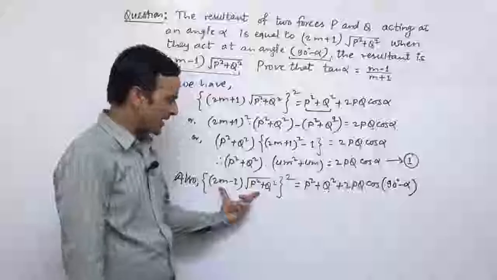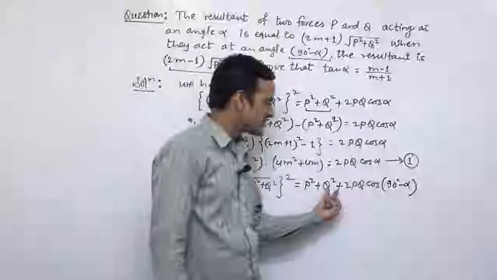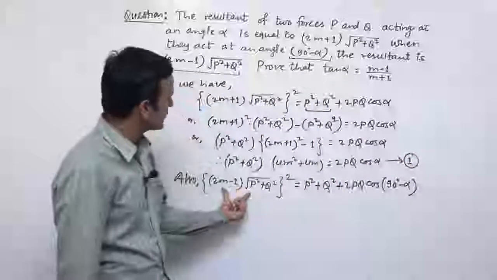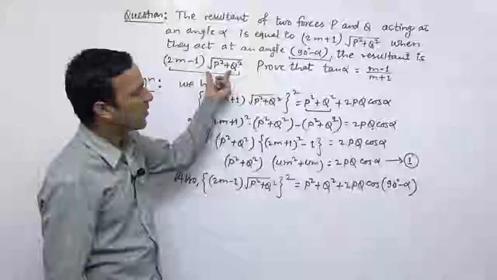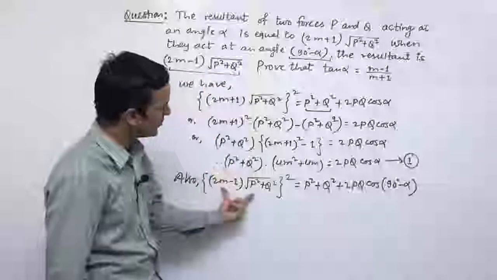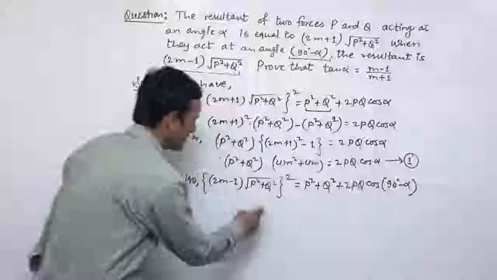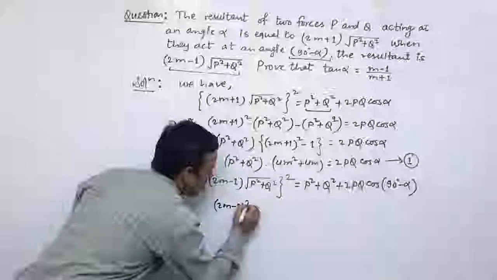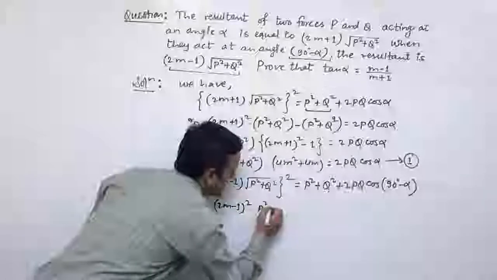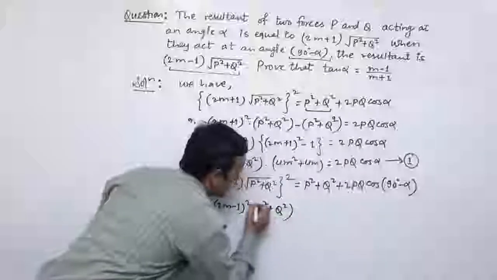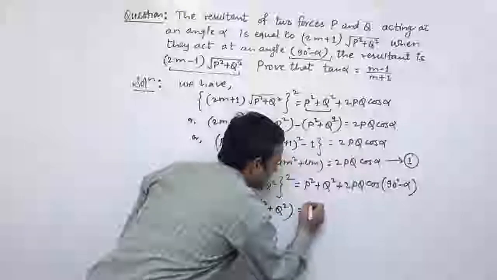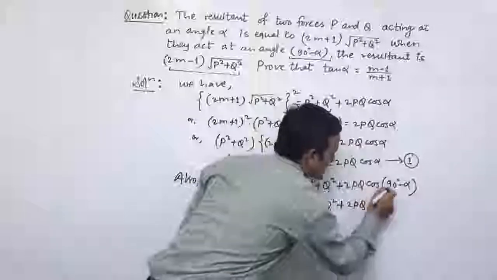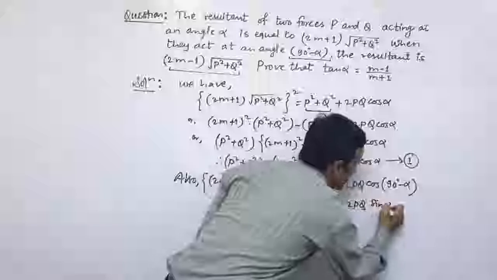So this is R square, this is P square plus Q square plus 2PQ cos alpha. Alpha को ठाउँमा 90 minus alpha. Resultant को ठाउँमा the new value or given provided value चाहिँ यहाँ राख्नु पर्यो. So after solving, removing curly bracket, then we get (2m minus 1) whole square, and here P square plus Q square is equal to P square plus Q square plus 2PQ cos(90 minus alpha), which means it is sine alpha.